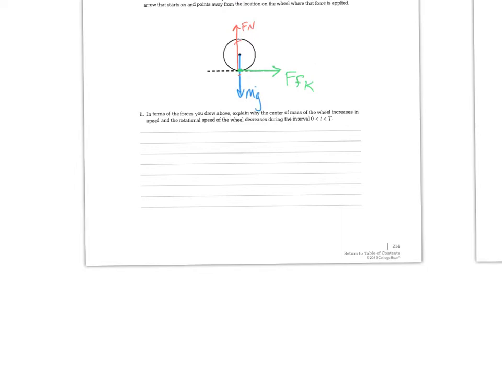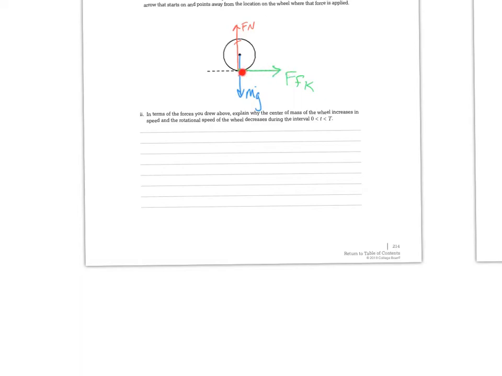So in part 2 it says, in terms of the forces you drew, explain why the center of mass increases in speed and the rotational speed of the wheel decreases during that same time interval. So the wheel is going to pick up translational velocity, but it's going to lose rotational velocity. And to help understand that, it's all based on this force right here. This frictional force does both.